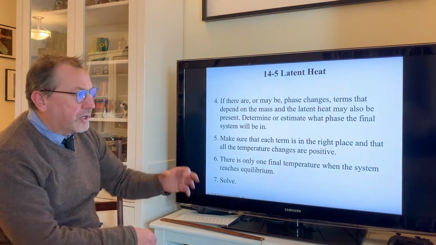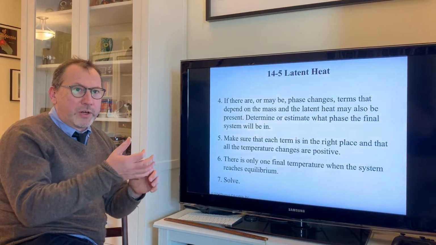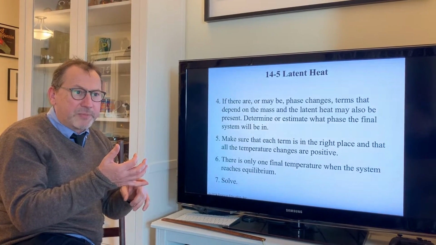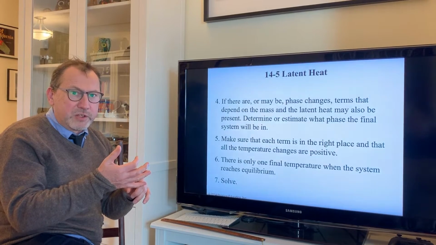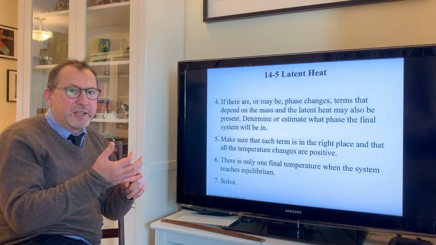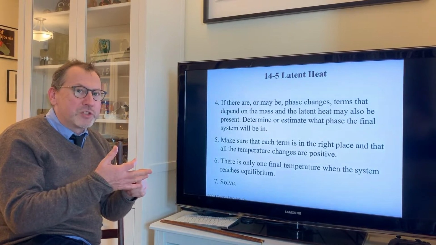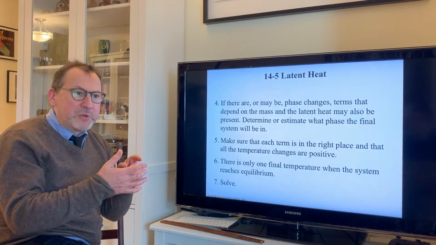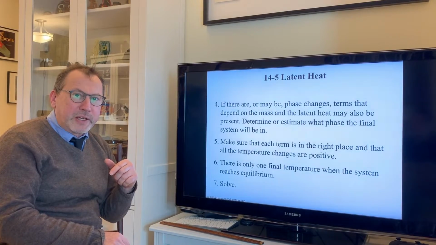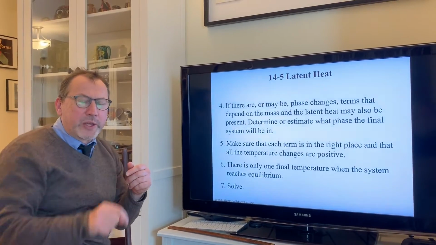So for example, if I put an ice cube into some warm water, what heat transfer processes are happening? Well, the ice cube had to heat up from a negative temperature to 0. So that would be a specific heat capacity term. Then the ice cube had to melt, which would be a latent heat of fusion term. And once the ice cube had melted, it would have to heat up to the final equilibrium temperature.